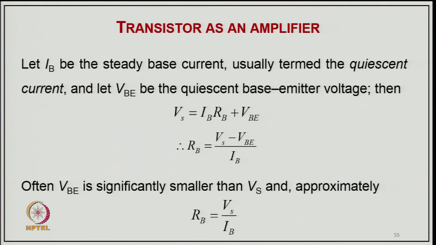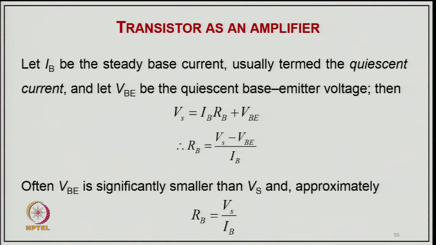So, let IB be the steady base current, usually termed the quiescent current, and let VBE be the quiescent base emitter voltage. Then the supply voltage Vs will be IB RB plus VBE, from where we can get RB equal to Vs minus VBE divided by IB. And since VBE is significantly smaller than Vs, approximately RB will be Vs upon IB, because that is the bias resistance from the supply voltage towards the base junction, where the input signal is applied.